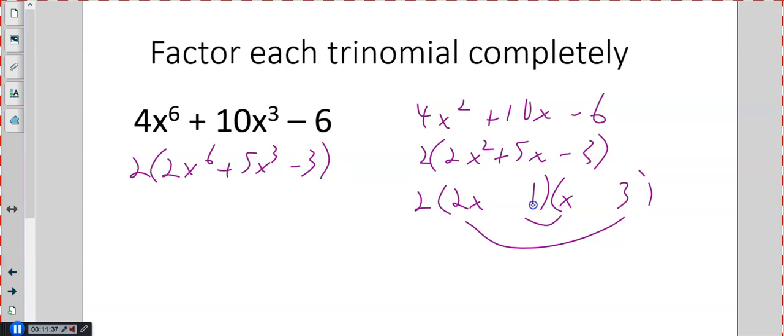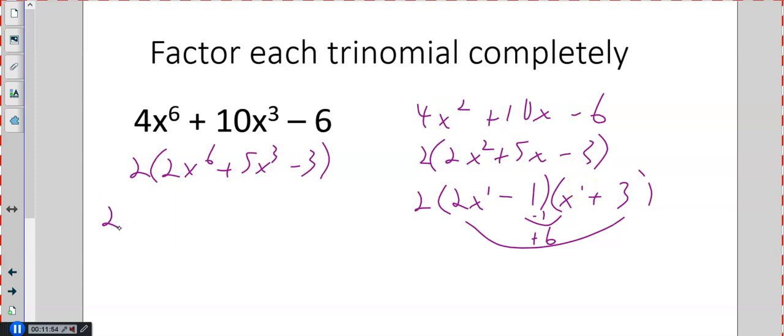So here I want 3 and 1. That'll give me 1, that'll give me 6. All right. I want more positives than negatives. So this is going to be positive, that's going to be negative. So remember the little trick from before. This was a 1. These are both 1.